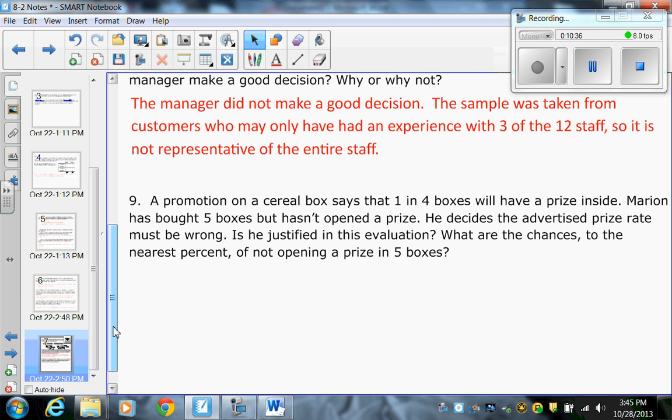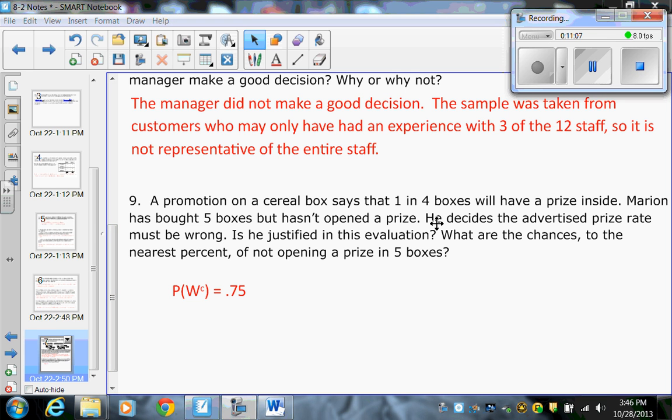Last example says that a promotion in a cereal box says that 1 in 4 boxes will have a prize inside. Marion has bought 5 boxes but hasn't opened a prize. He decides that the advertised prize rate must be wrong. Is he justified in this evaluation? What are the chances, to the nearest percent, of not opening the prize in 5 boxes?